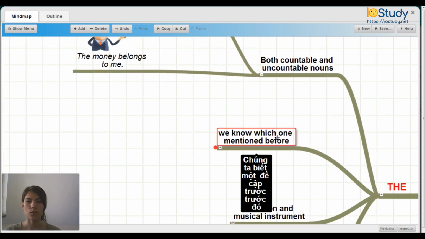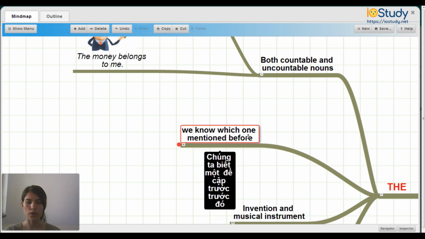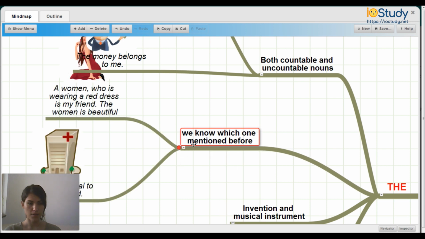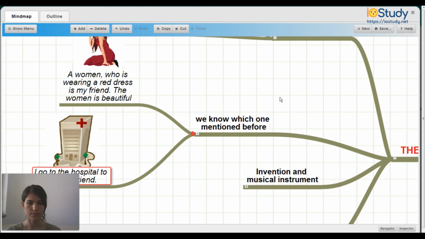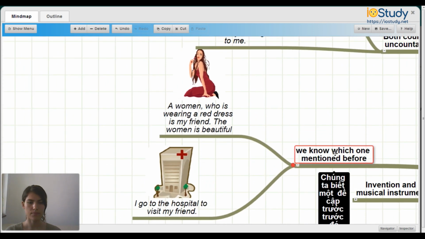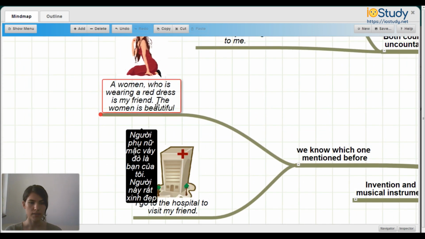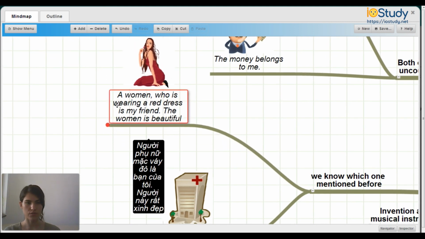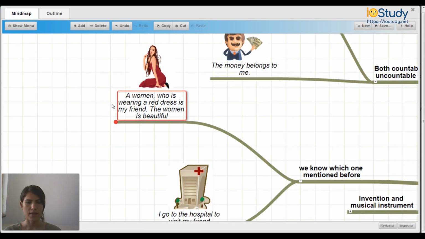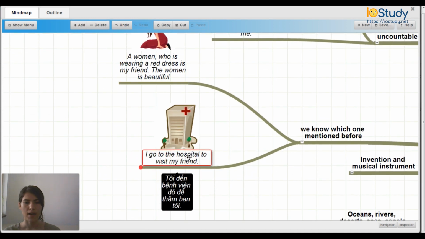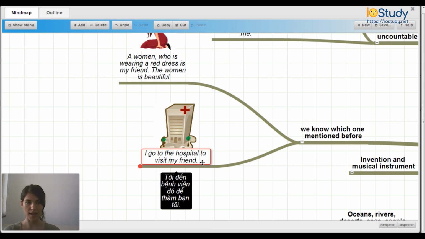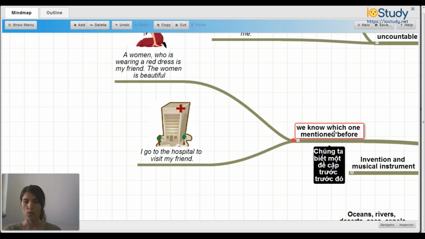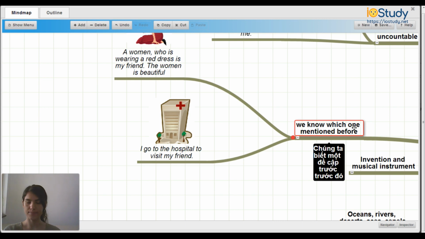Now let's go on to when we know which one was mentioned before. For example, a woman who is wearing a red dress is my friend. The woman is beautiful. And I go to the hospital to visit my friend. So in both of these examples, we're talking about someone or something that we know which one was mentioned before.